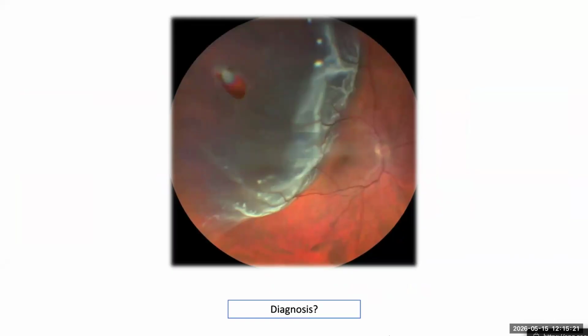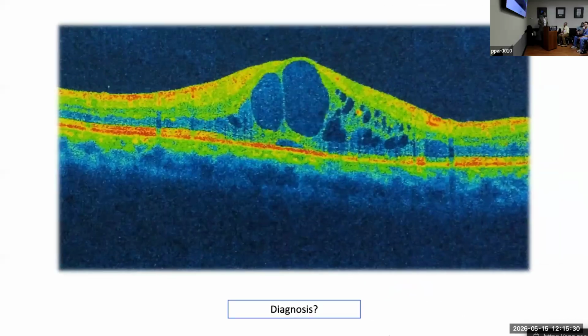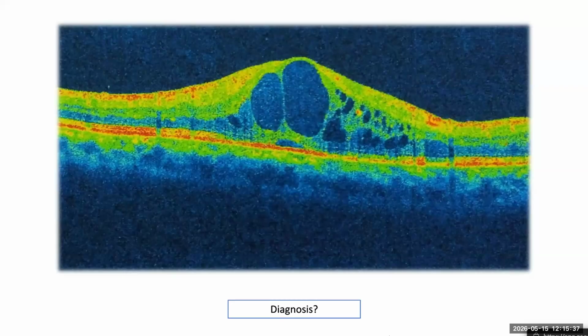Anyone knows this? Yes, this is RD. This is retinal detachment on the upper temporal area of the right eye. And this is the most common thing that we always check for in the eye in diabetic patients, where they get the intravitreal injections.